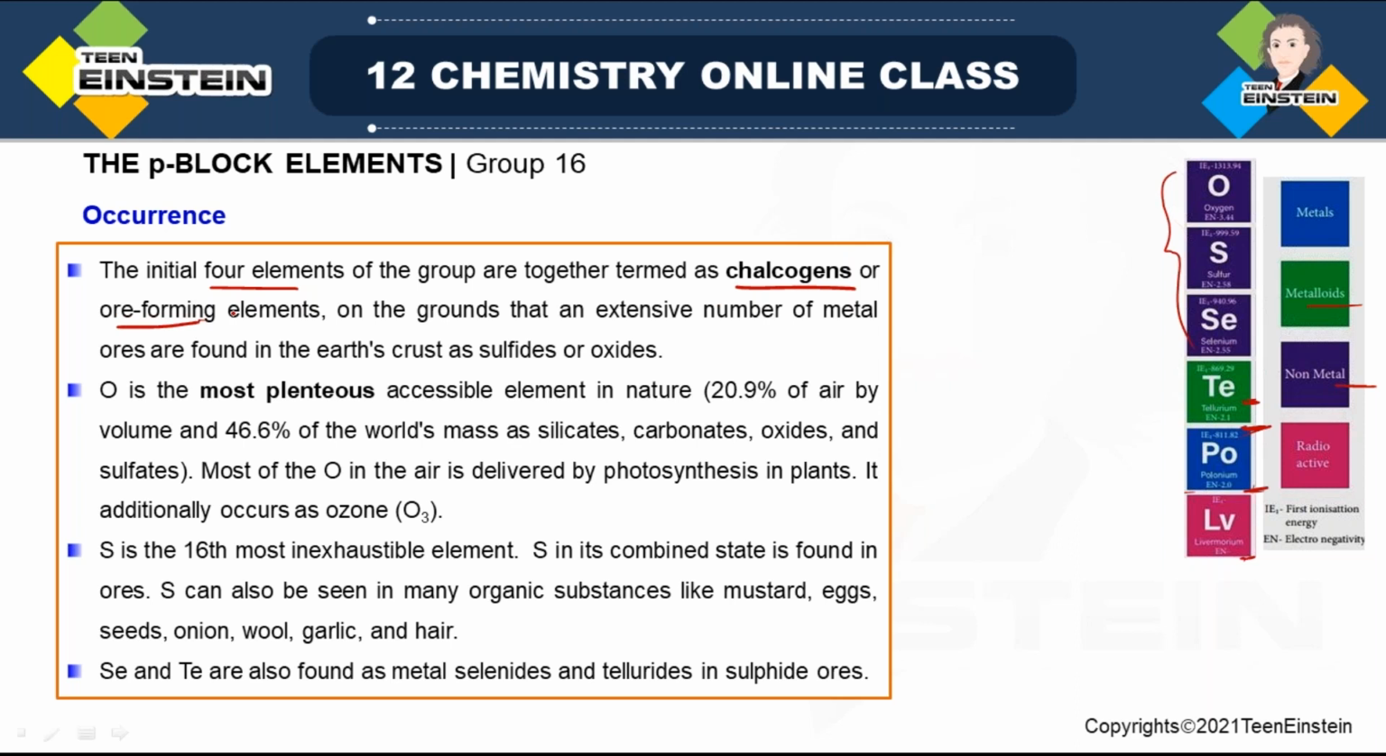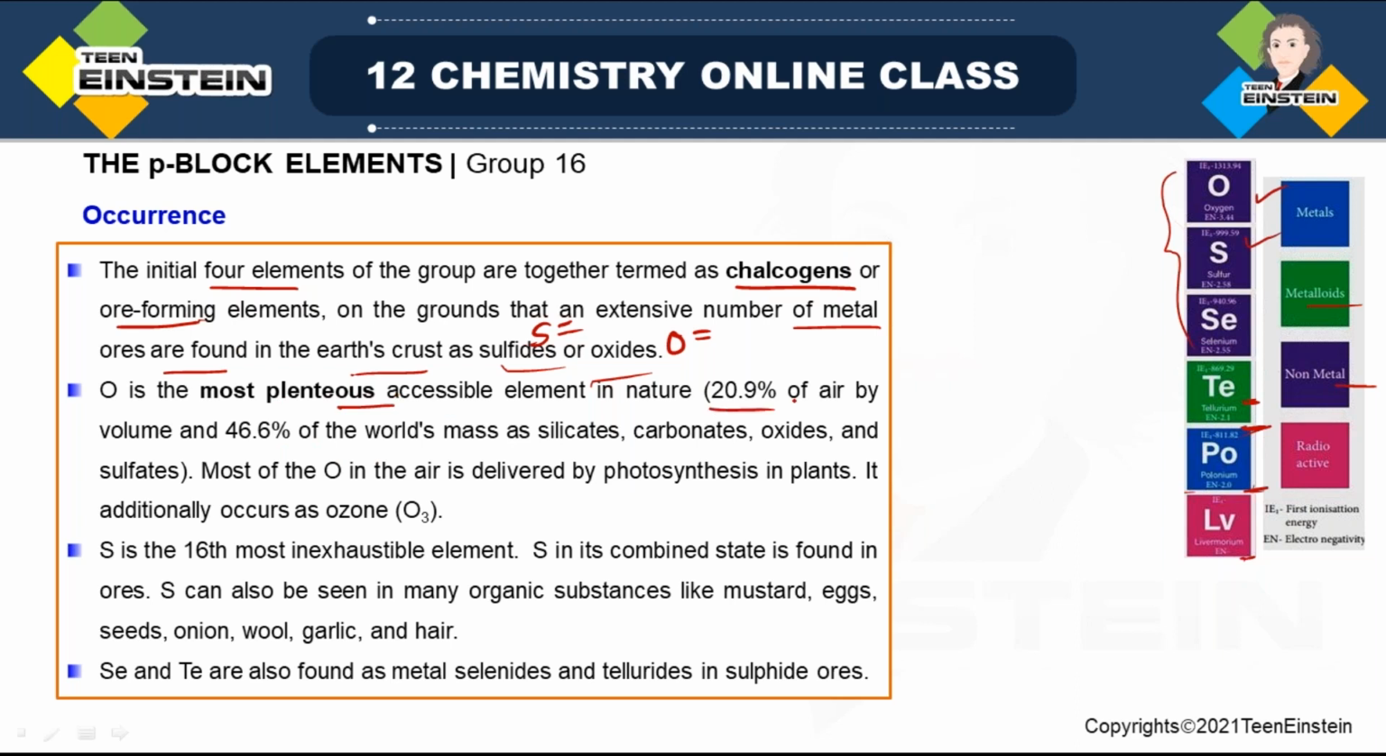What is ore? That we know. And on the grounds that an extensive number of metal ores are found in the earth crust, that is natural presence, in the form of sulfide and oxide. Now sulfide and oxide is S2- and O2-. That means these 2 elements basically are present as anion in the ores, and these ores are naturally found. So in the ore, as they are present in the form of anion, that is why they are called chalcogens.